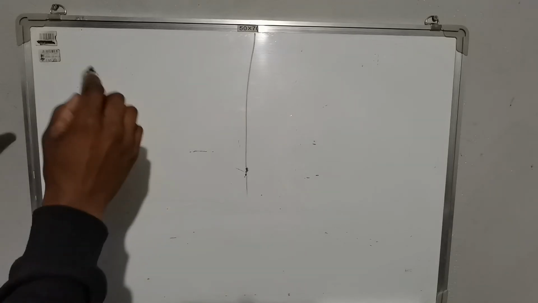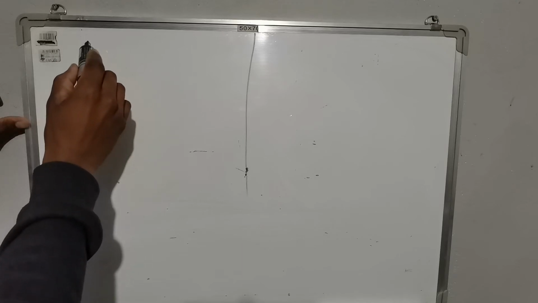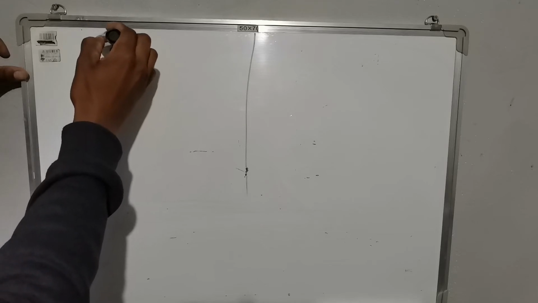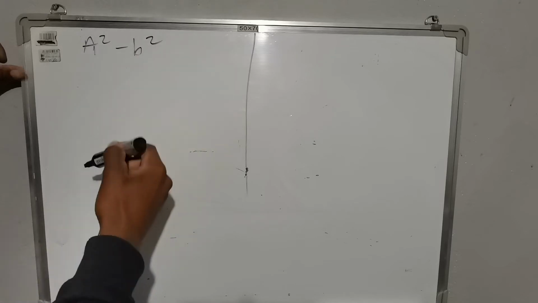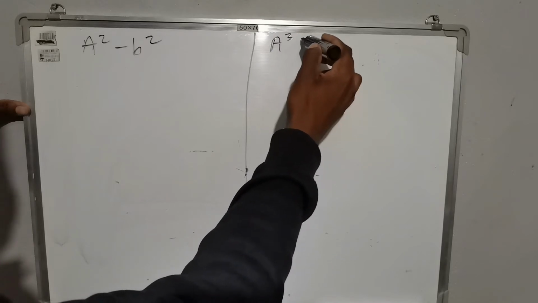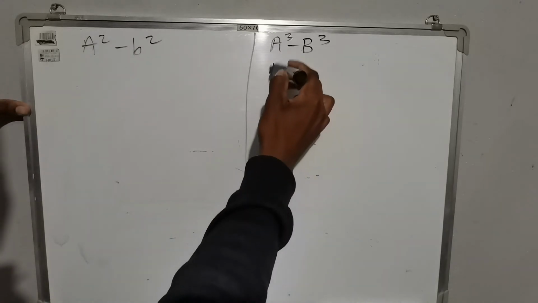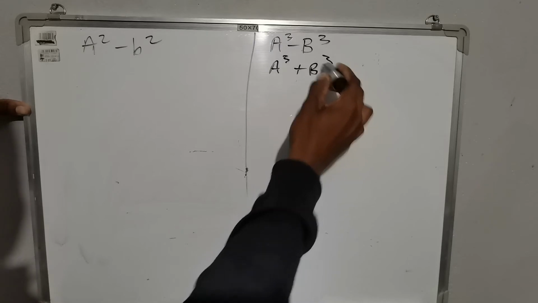There is another way of solving equations. That way is when you just find the difference of 2 squares. What do we mean by 2 squares? We mean that we've got a squared in an equation minus b squared. So there is also a cubed minus b cubed, and a cubed plus b cubed.